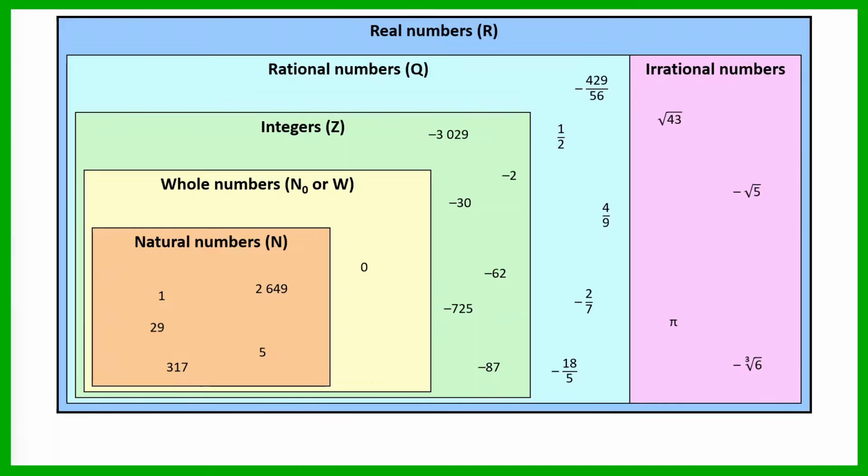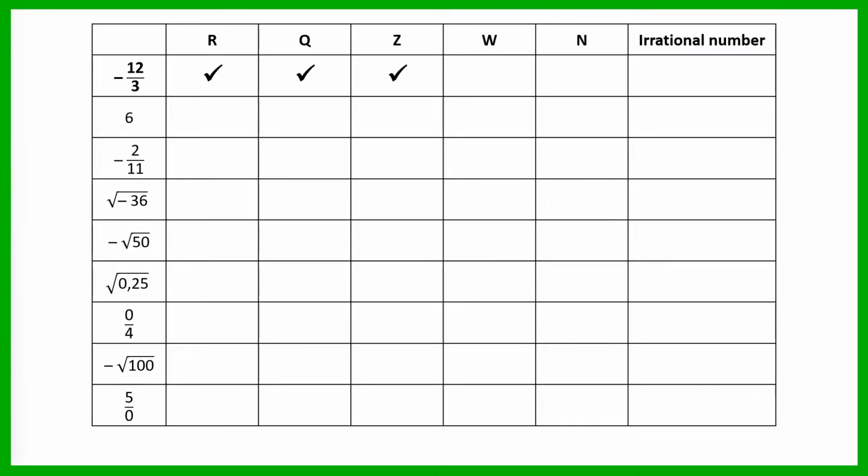Okay. Now you're going to do an activity where you are going to classify numbers yourself as real, rational, integers, whole numbers, natural numbers, and/or irrational numbers. Okay, so you need to determine for each of these how they can be classified. Now, they may be able to be classified in more than one way. You're going to have to, for some of them, simplify.